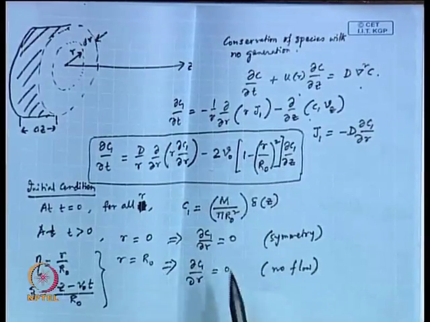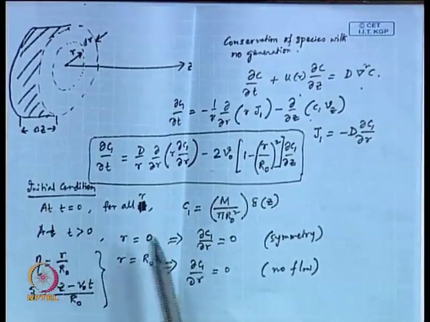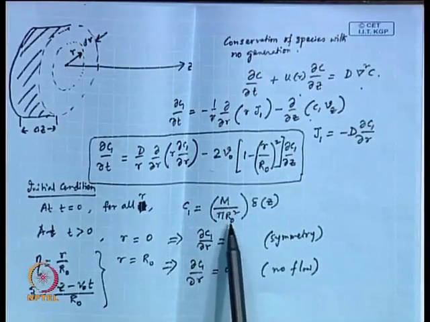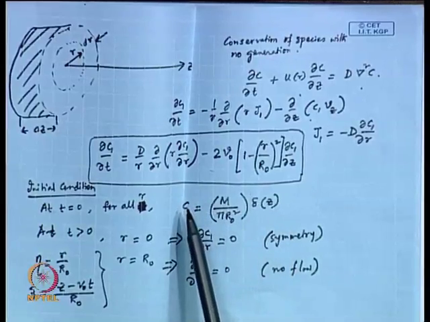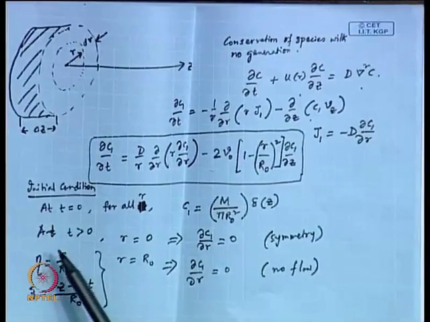So, this is the governing equation, and at that time I pointed out to you that the initial condition is, at t equal to 0 for all r, the concentration is given as m by pi R0 square delta z. That means you are assuming that at t equal to 0 you are introducing at the inlet a Dirac function, a spot of tracer at the inlet, applicable to all r.